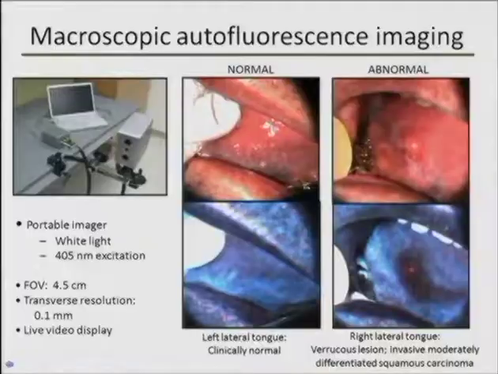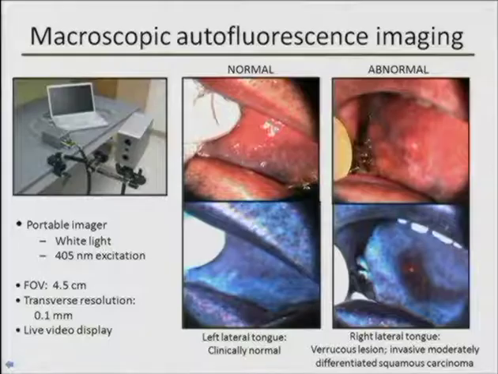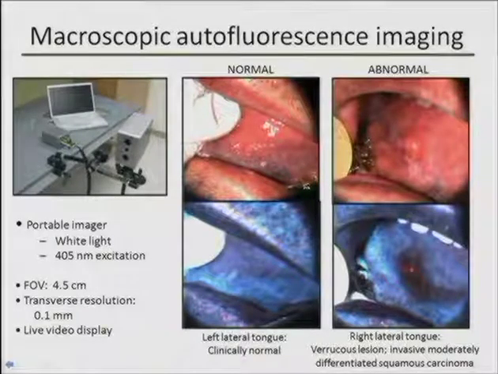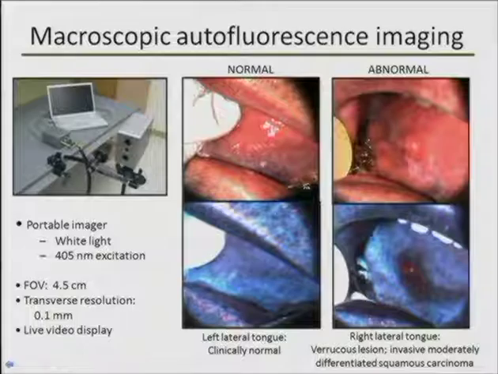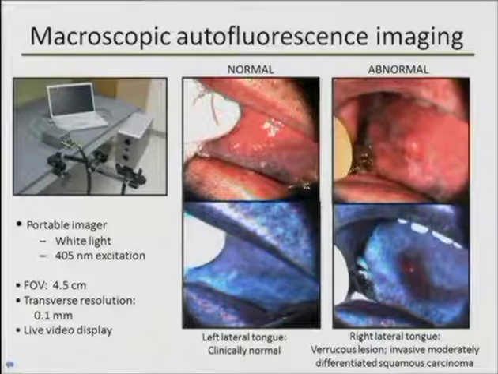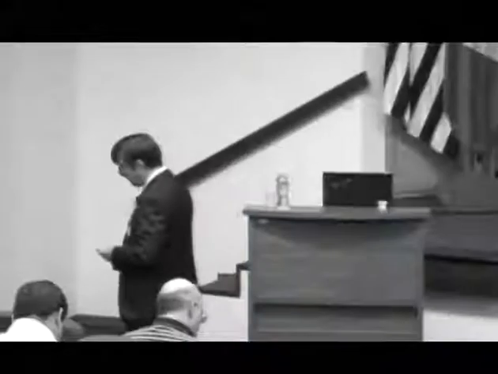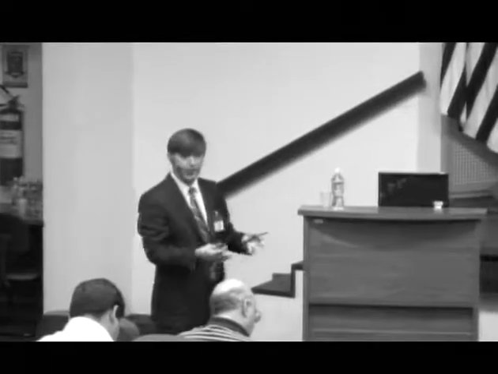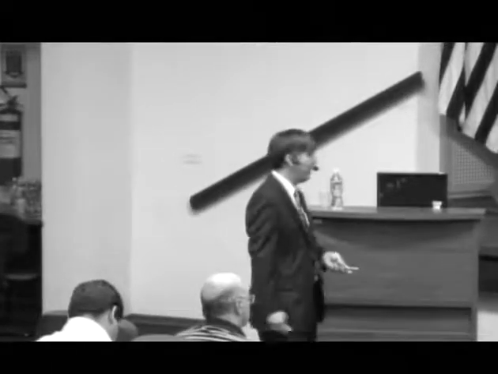So I'll talk a little bit about these three modalities in particular. First, macroscopic autofluorescence imaging. This is the system that we use in the clinic currently. It's a compact and portable version. It does white light imaging and 405 excitation fluorescence imaging, which you see along the bottom here. Field of view of about 4 to 5 centimeters. And it provides a live video display that the clinician can look at during the course of the imaging.